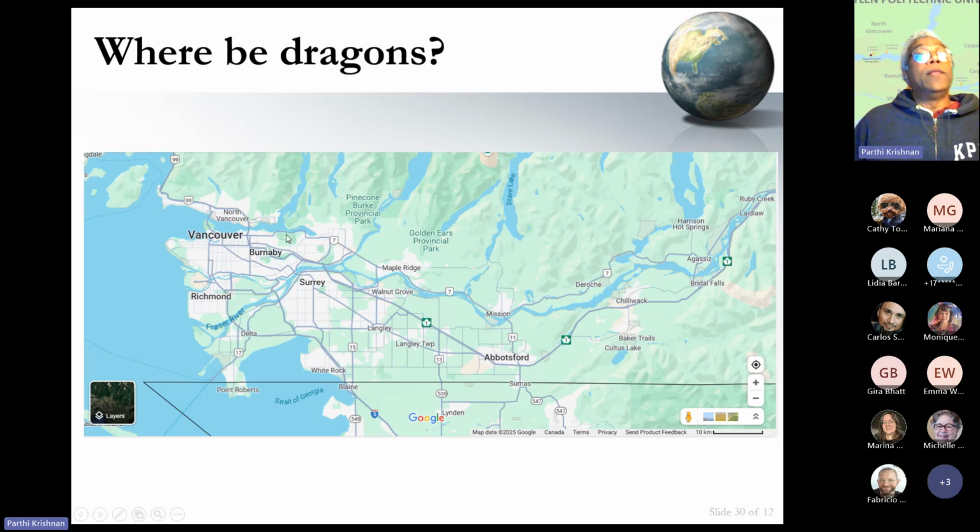SFU becomes where the eye of the dragon would be. Delta becomes the gaping lower jaw of the dragon, with Point Roberts and Tsawwassen becoming the beard. And in this gaping mouth is where Richmond is found. And hence, according to feng shui, this is considered the pearl in the mouth of the dragon.